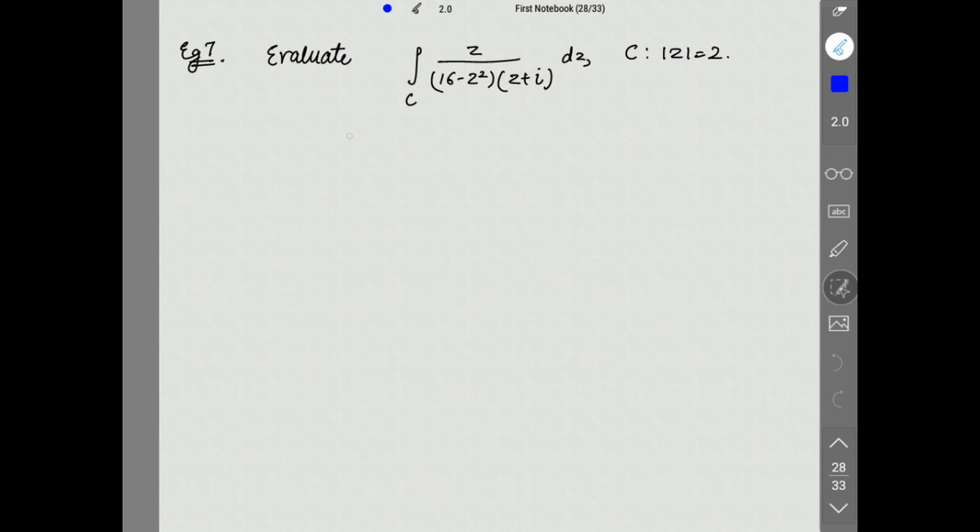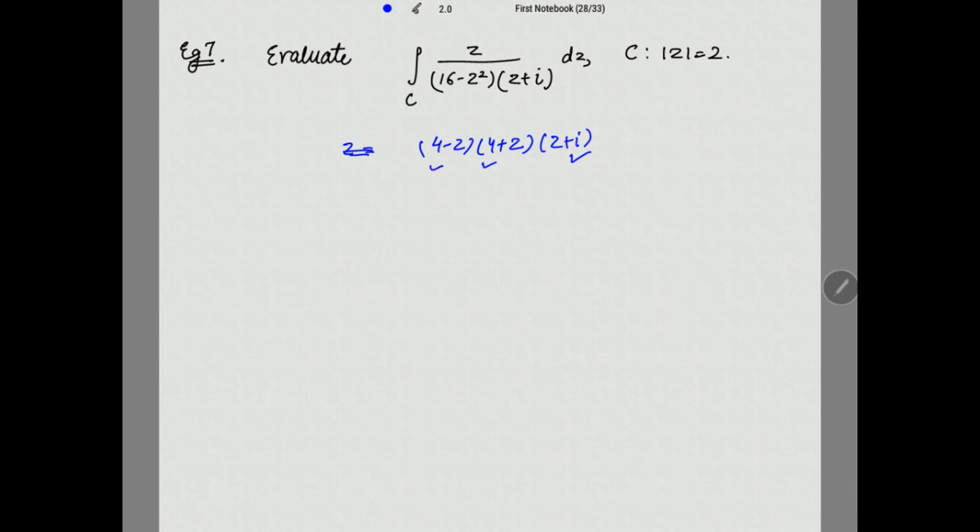First just separate this. It will be 4 minus z and 4 plus z, and here it is z plus iota. Minus iota lies inside the circle mod z is equal to 2. But plus minus 4: can you write this as z minus 4 and z plus 4, taking the minus sign outside? Now these 2 points, plus minus 4, do not lie inside mod z is equal to 2 because the radius is 2. These points lie outside this circle.